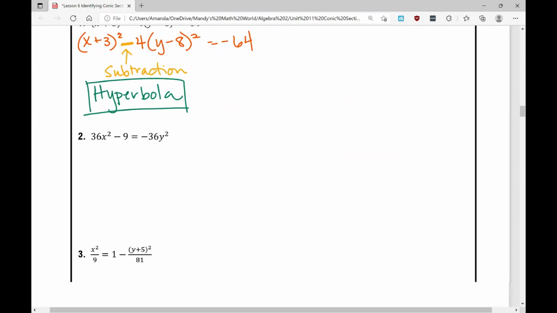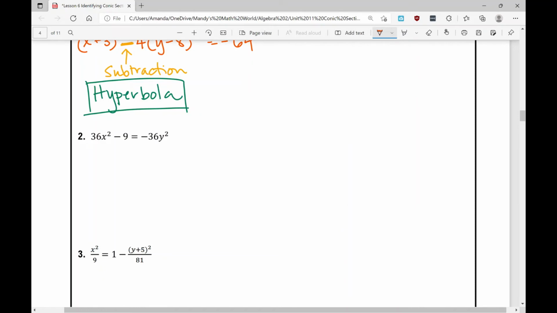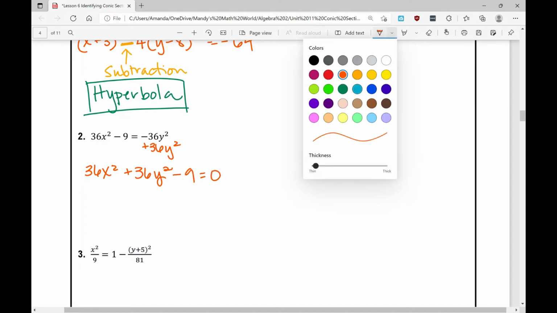Let's move on to number 2. Number 2, 36x squared minus 9 equals negative 36y squared. What I'm going to do is move this negative 36y squared over by adding it. I'm going to add 36y squared to both sides, so I get 36x squared plus 36y squared minus 9 equals 0. So now this is addition.